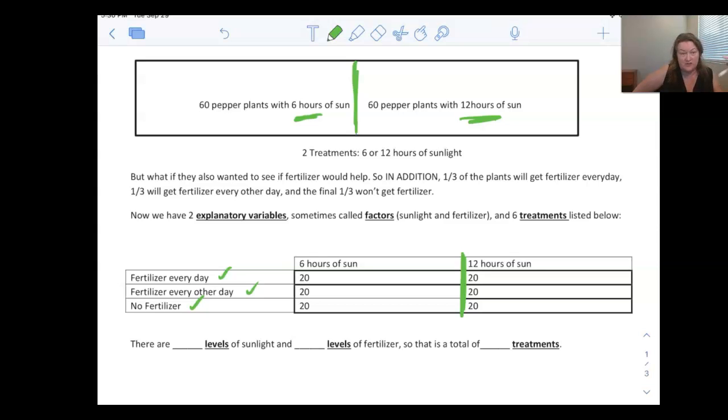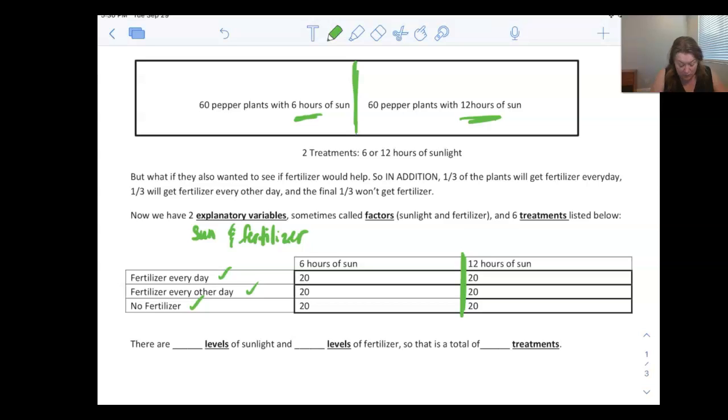Our experimental units are still the same, 120 pepper plants. Our explanatory variable has now changed though, right? We have 2. Before it was just sunlight, now we have sunlight and fertilizer. Okay, and sometimes they'll call explanatory variables factors, especially when there's more than one. So they'll say like there's 2 factors to this experiment. They're really just saying it's 2 explanatory variables, okay?